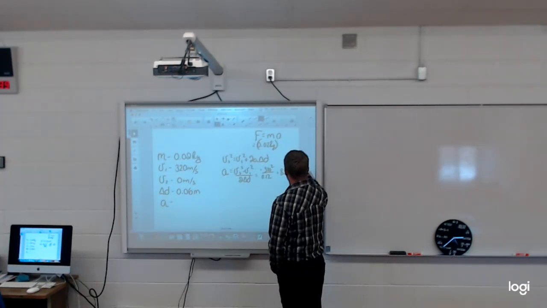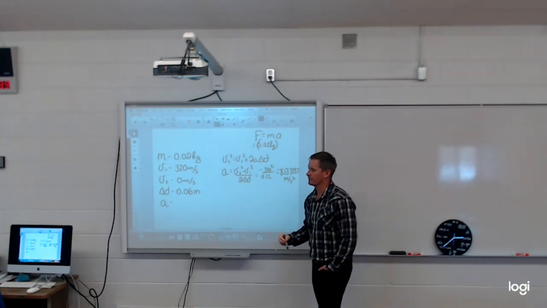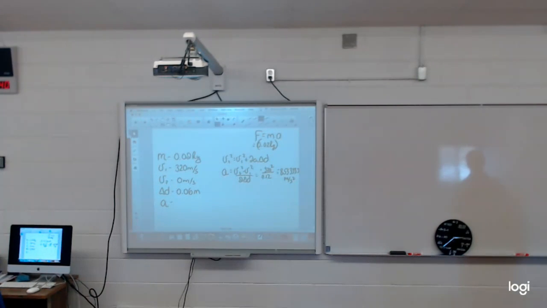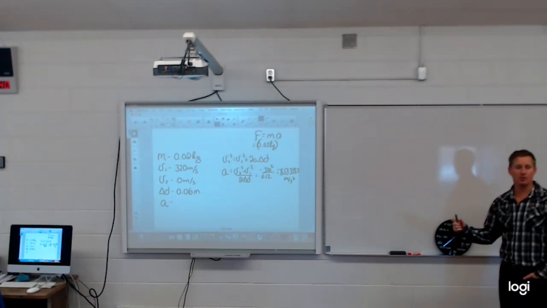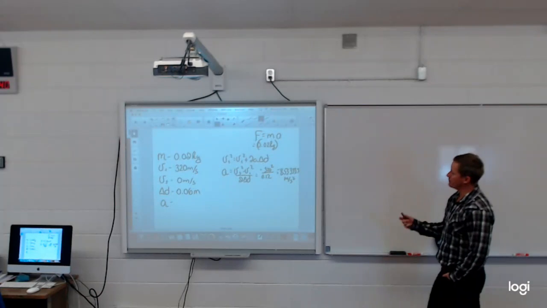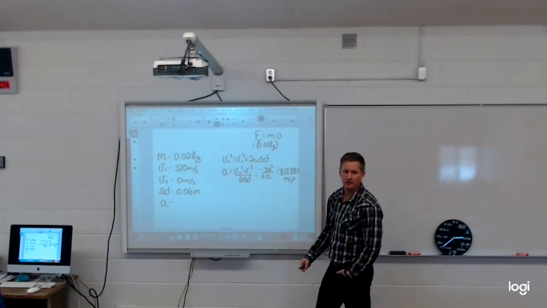853,333.33. Okay, and that's meters per second squared, and a negative. Do I need that negative there? Yes, because it's telling me it's decelerating. Is that bullet slowing down or stopping? Right. So now what do I do with this big number right here?